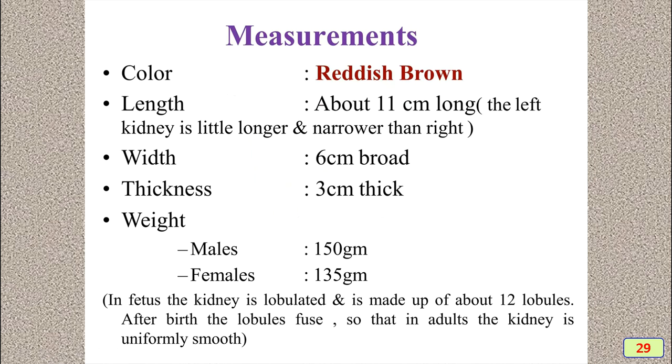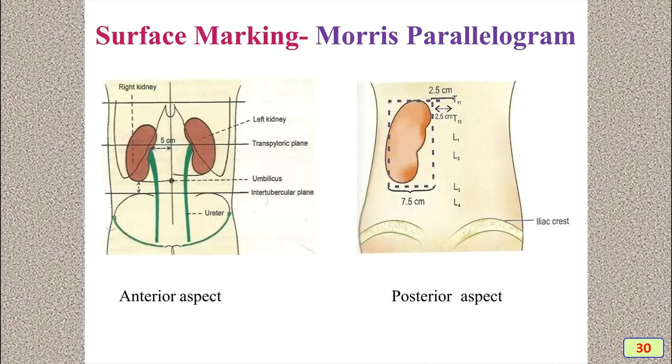In human males the kidney weighs about 150 grams. In females it is less, about 135 grams. Usually the kidney is lobulated and made up of 12 lobules. After birth, the lobules fuse so that the adult kidney is uniformly smooth. Before birth, it is lobulated.